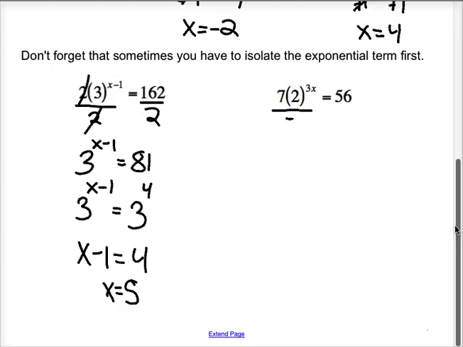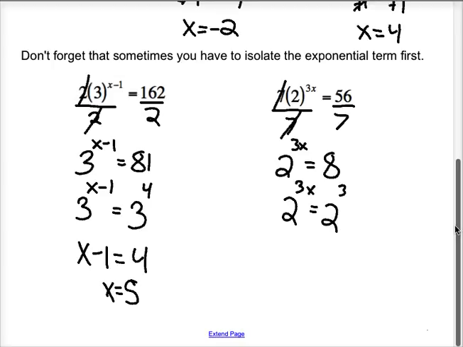Same thing here. I'm going to divide by 7 on both sides. I want to get that away. 56 divided by 7 is going to be 8. So my base here is 2, so I need to rewrite 8 in terms of 2. Well, you probably saw from earlier in the notes, 8 is 2 cubed. So once I'm able to rewrite it that way, once I get that common base, now I set my exponents equal. I'm going to divide both sides by 3, so I get x is 1.